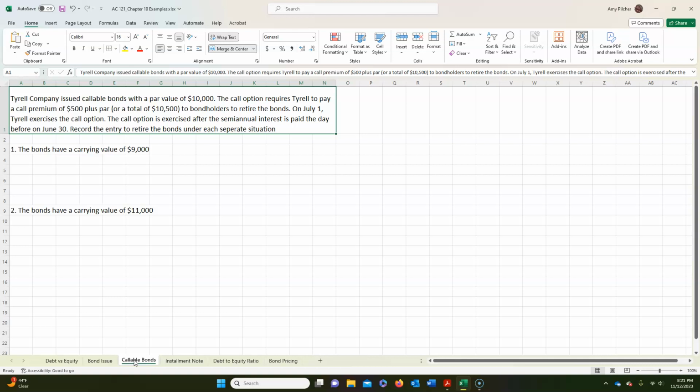One of the reasons that we might call in bonds early is because we have the cash and we don't want to pay interest anymore. So that's one of the reasons why we have that call premium. We have to pay them something for calling them in early. So we've got the cash available and we're going to call them in early.